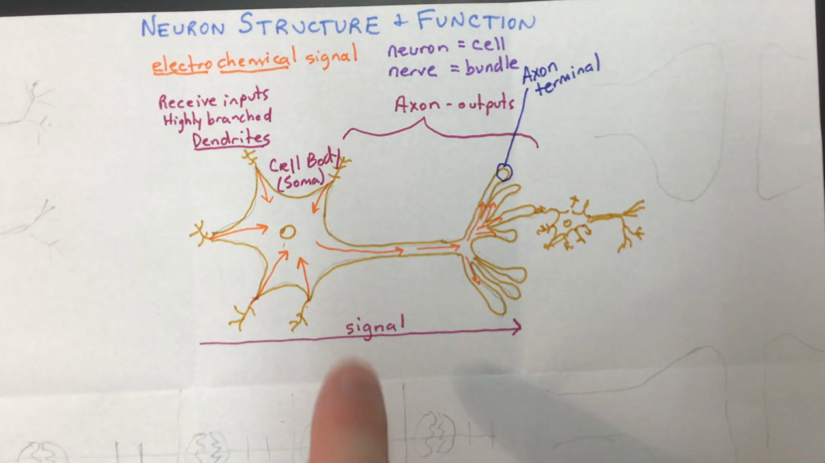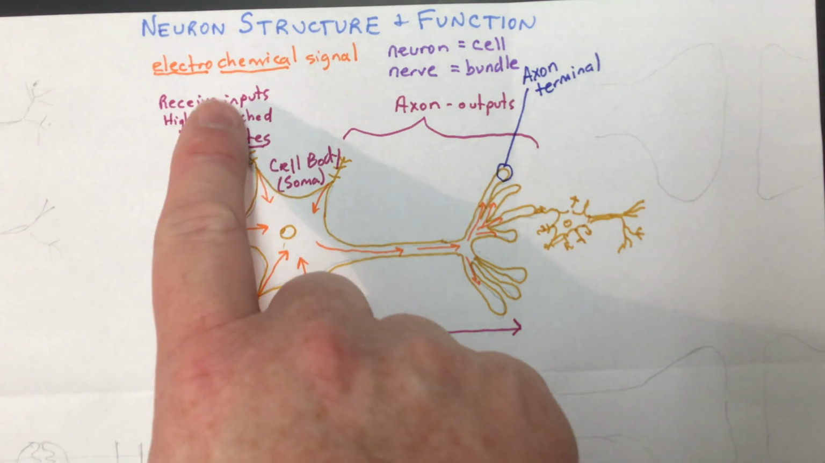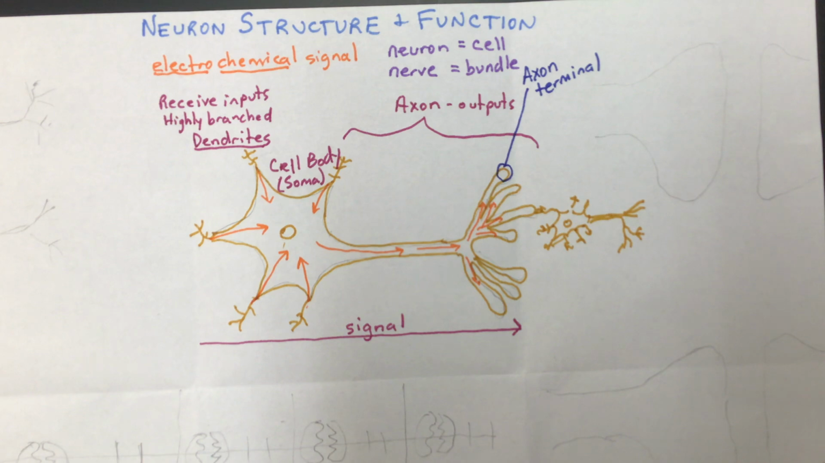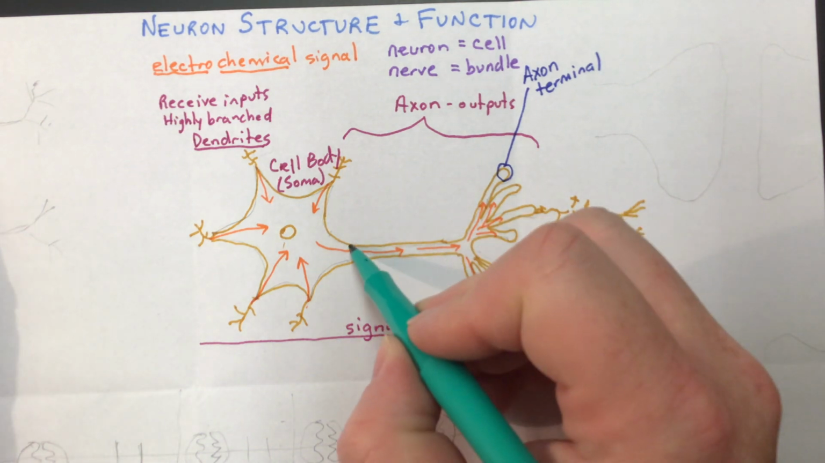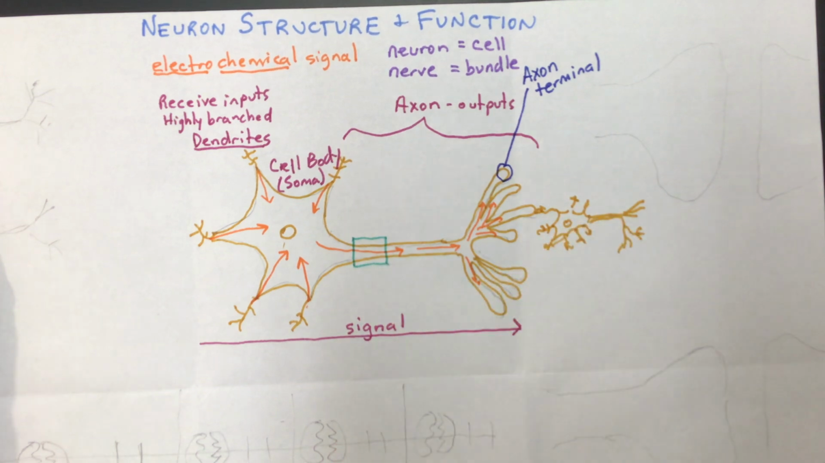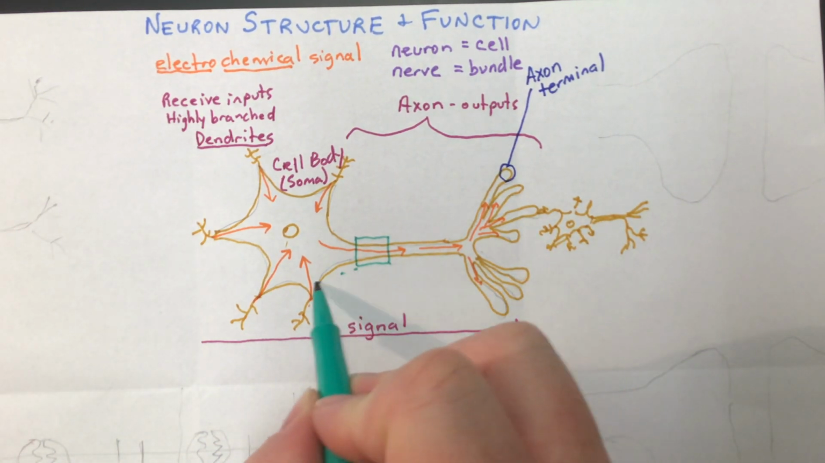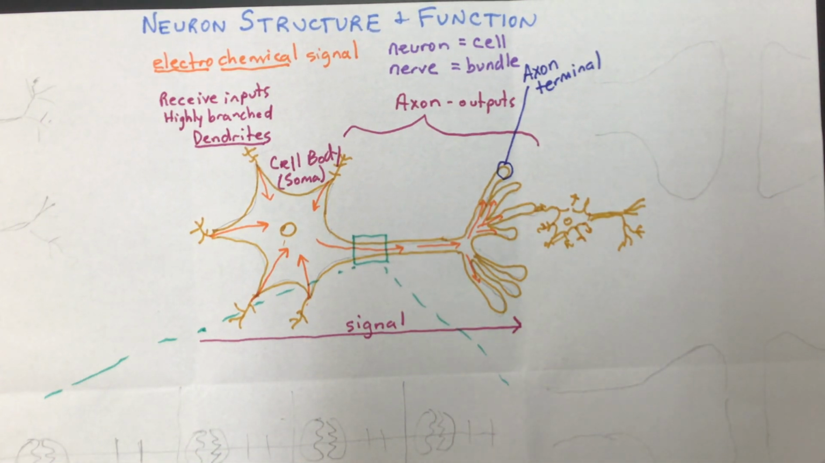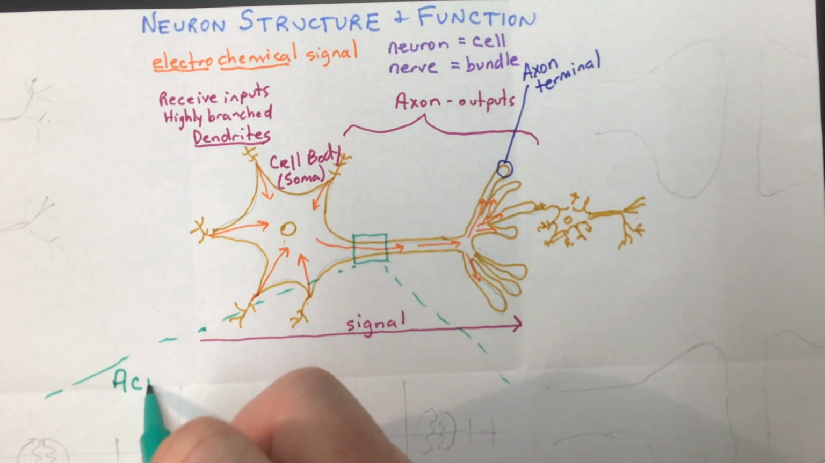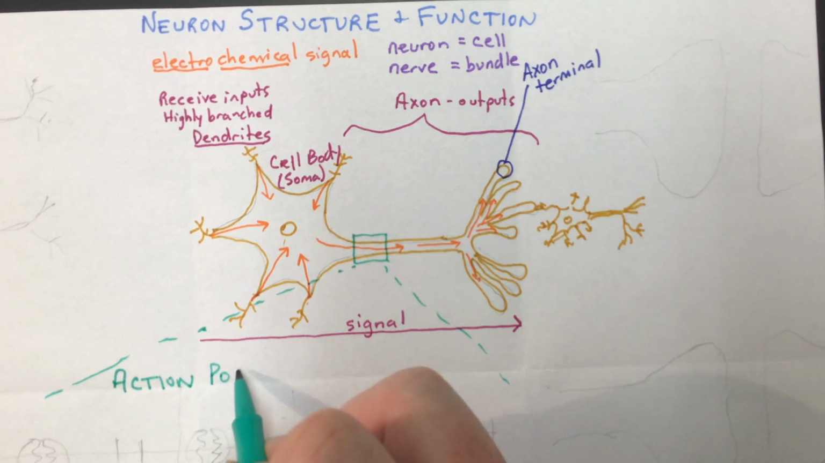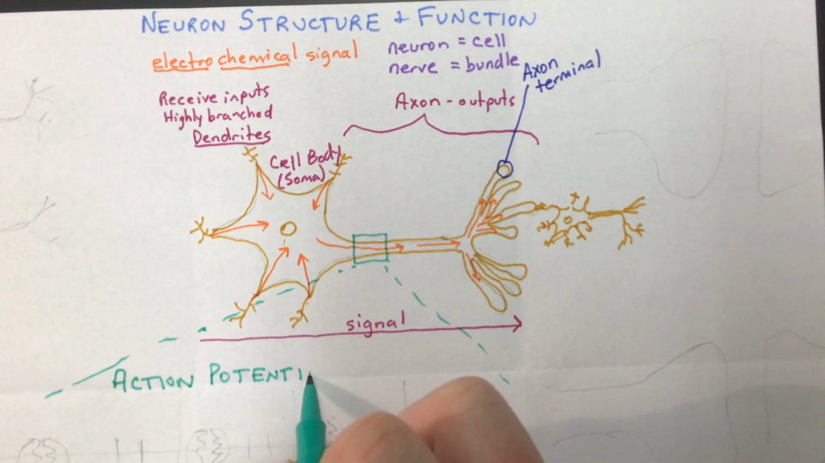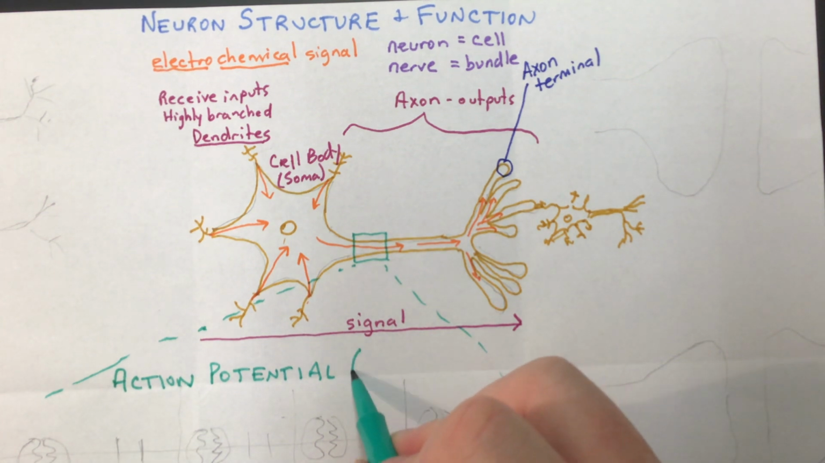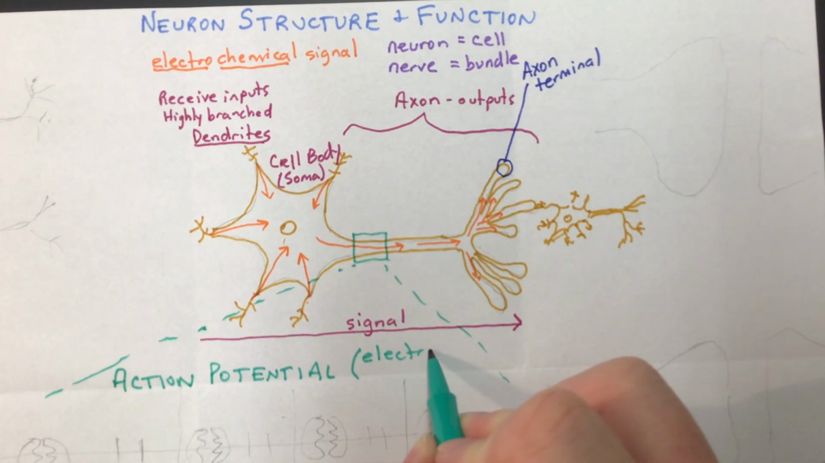All right, so let's dive into this electric part of the signal. And where we're going to focus in on this is right in on here, and we're going to draw a section of that cell membrane right down here at the bottom. So this part of a neuron's function is called an action potential. And in a neuron's signal, the action potential is the electric impulse.